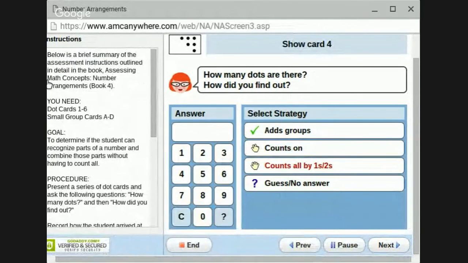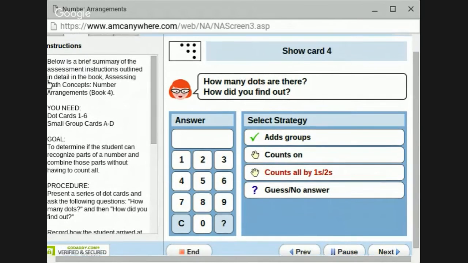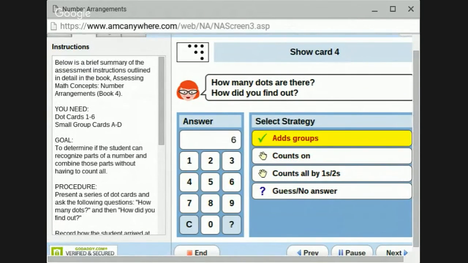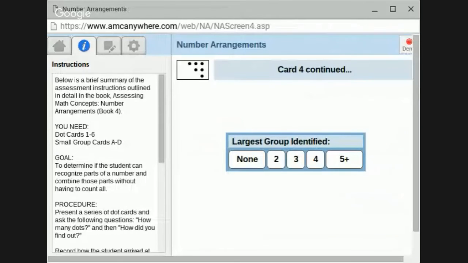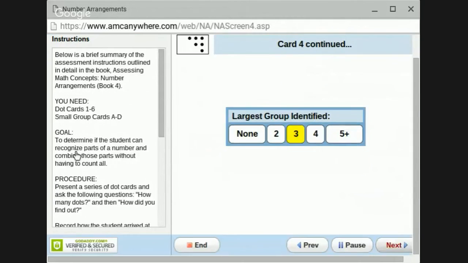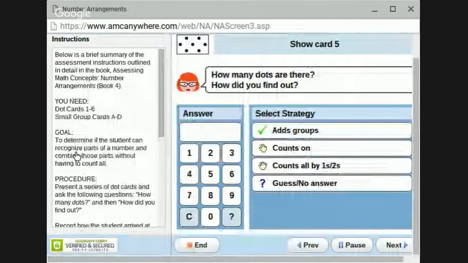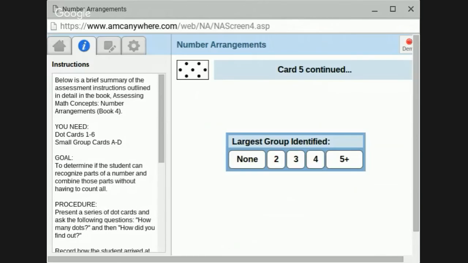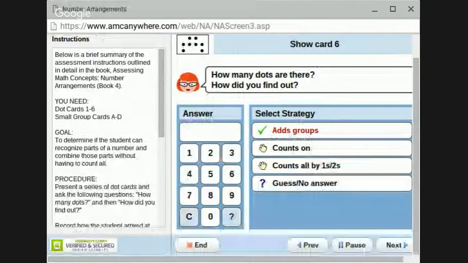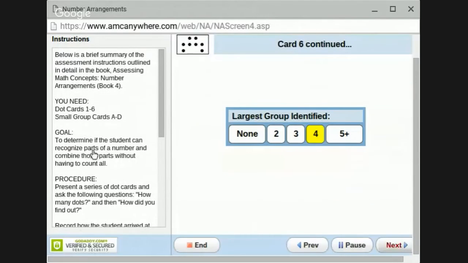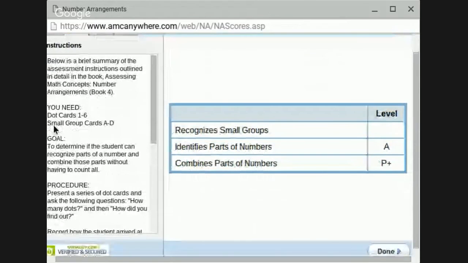And at the end, you're going to get to some data. So I'm going to quickly click through for you so that we can get the data for this student, because I think it's important for us to talk about what that data means. Oh, this is a hard one. So I'm going to say 7. I actually counted on from 3 for that one. For this one, oh, I see 4 and 4 is 8. So I was adding groups because I saw 4 and 4. Next. All right. So here is the data.